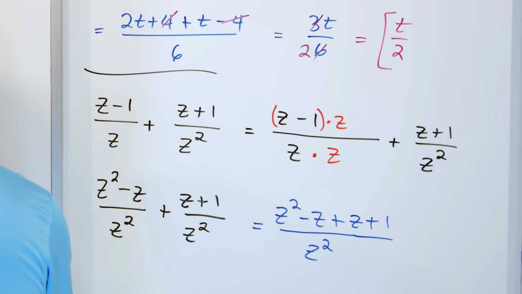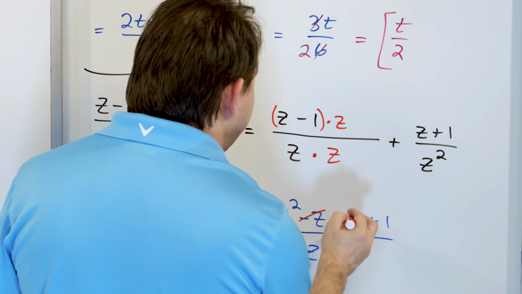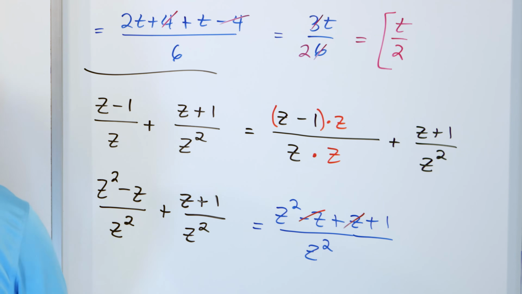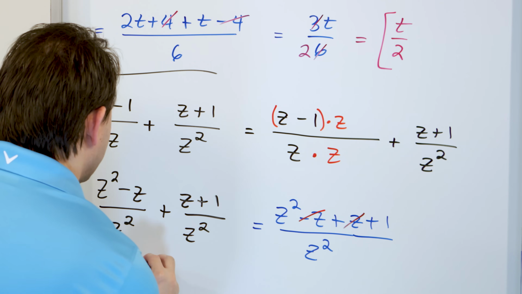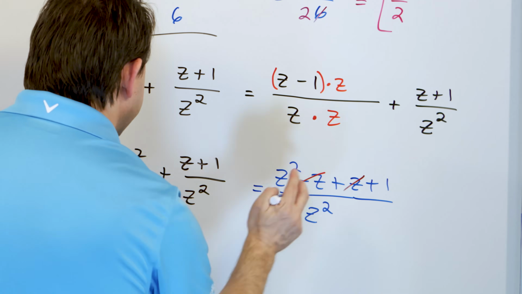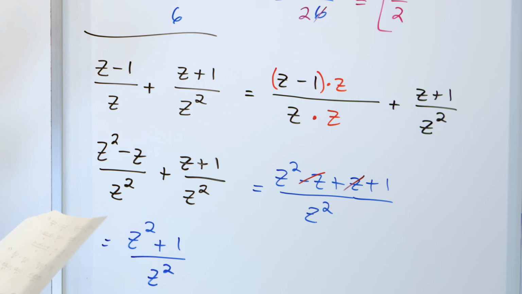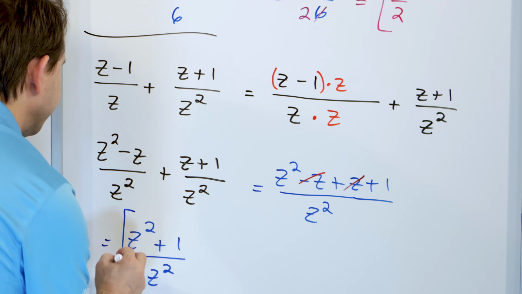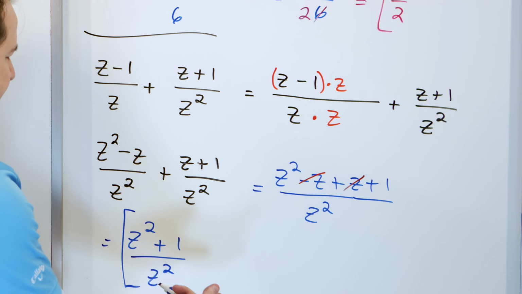Then I notice I have a negative z added to a positive z, so actually these are going to add to 0. So what I'm going to get in my final answer is z squared plus the 1 from the end over z squared. And of course you try to simplify it more if you can, but you can't. That's it. Because this is not a difference of 2 squares. This is an addition. So I can't factor this anymore.